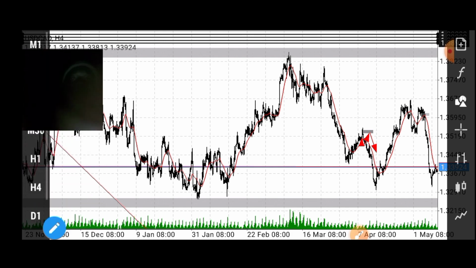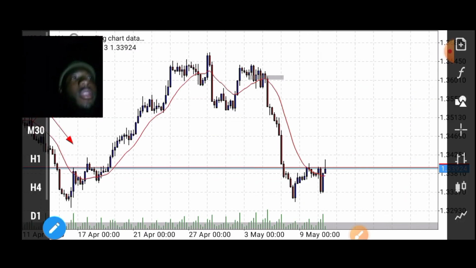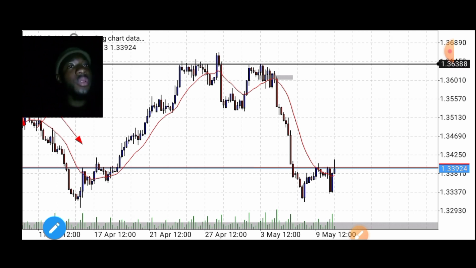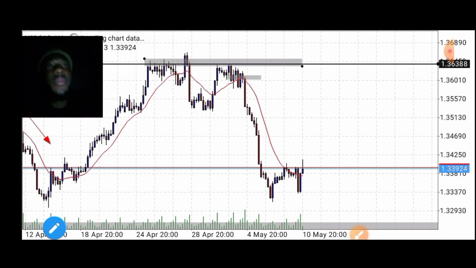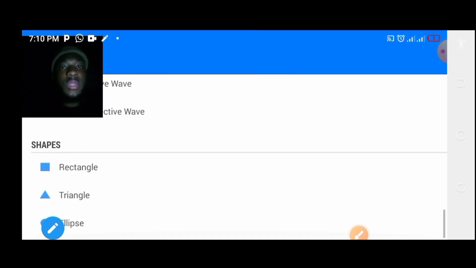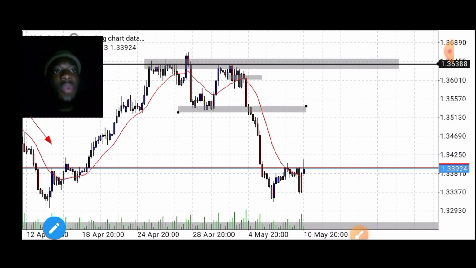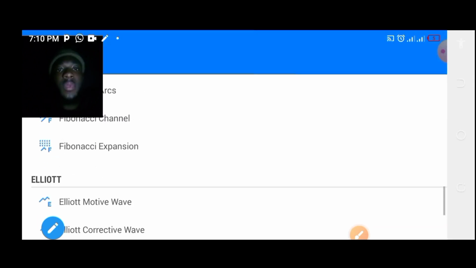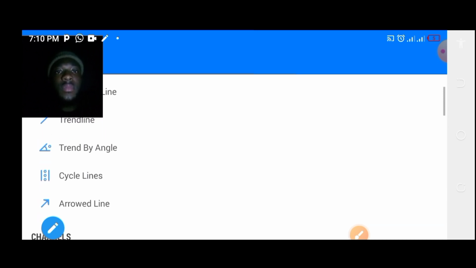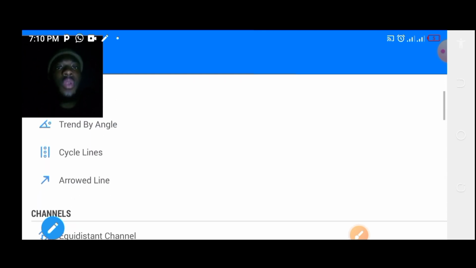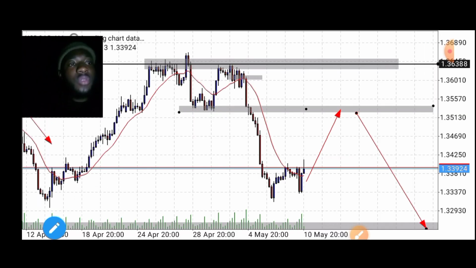So if we look here now, what's actually happening here, you see that we have a mini area of resistance here. Okay, it's a zone. You can use your rectangle to draw it out. Also, if you look here, you are going to see an area of resistance, because we expect price to come here. Price could come here and continue lower.